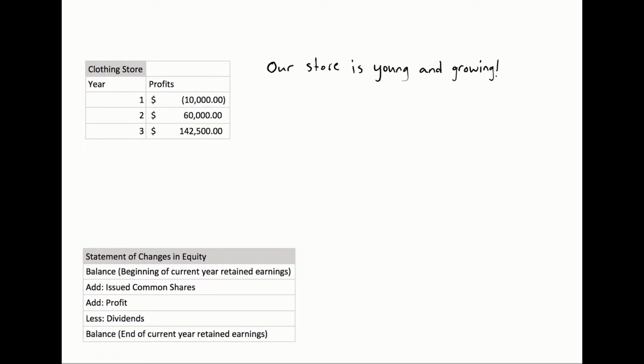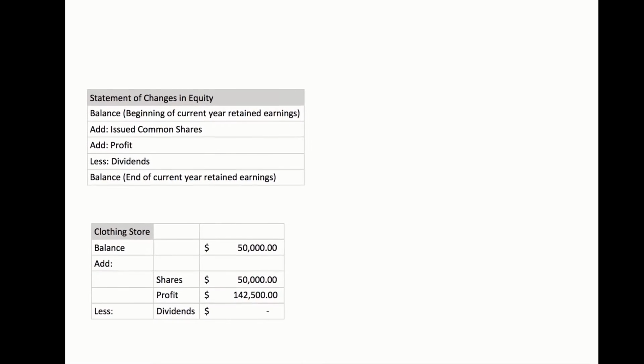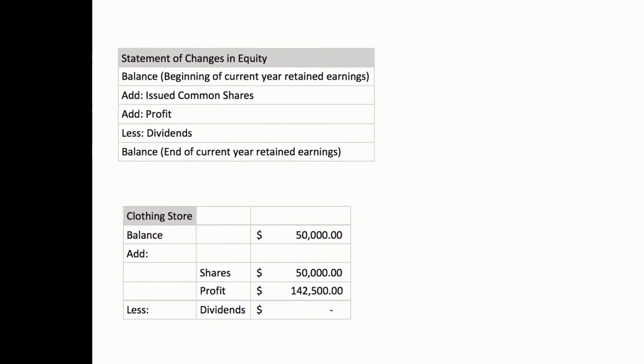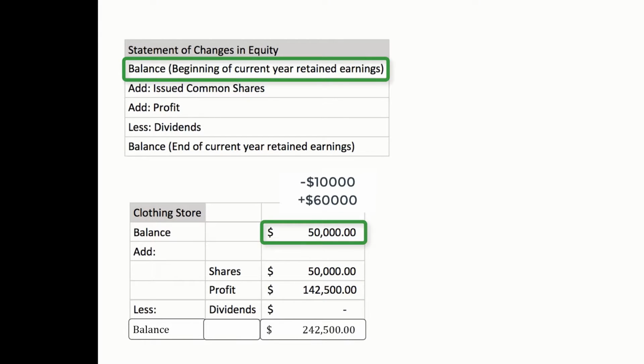Now, before we rush into investing in the store, there are still a few other statements that we need to look at. The next financial statement that we'll look at is the statement of changes in equity, which looks something like this. The first line is the sum of all the gains and losses from the years leading up to the most recent year. In our example, the store lost $10,000 in the first year and it made $60,000 in the second year, and therefore the first line on the statement will have a value of $50,000.